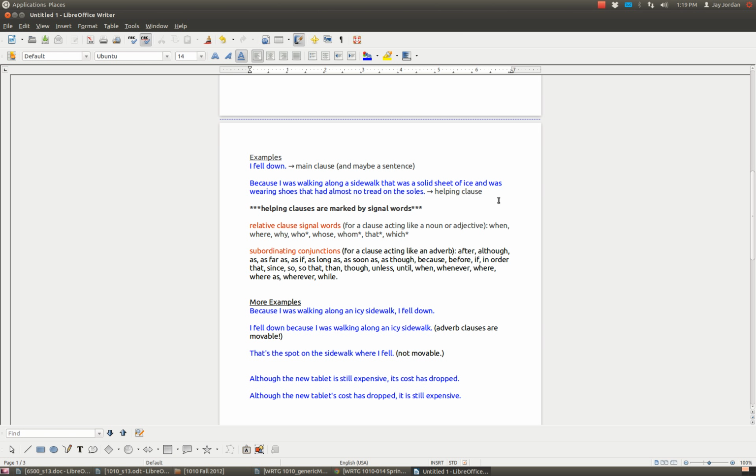So when you've got a clause that's acting like a noun or an adjective, it's usually going to begin with one of those relative clause signal words: when, where, why, who, whose, whom, that, and which. You'll see a couple of asterisks right there. We'll get to those in just a few minutes.